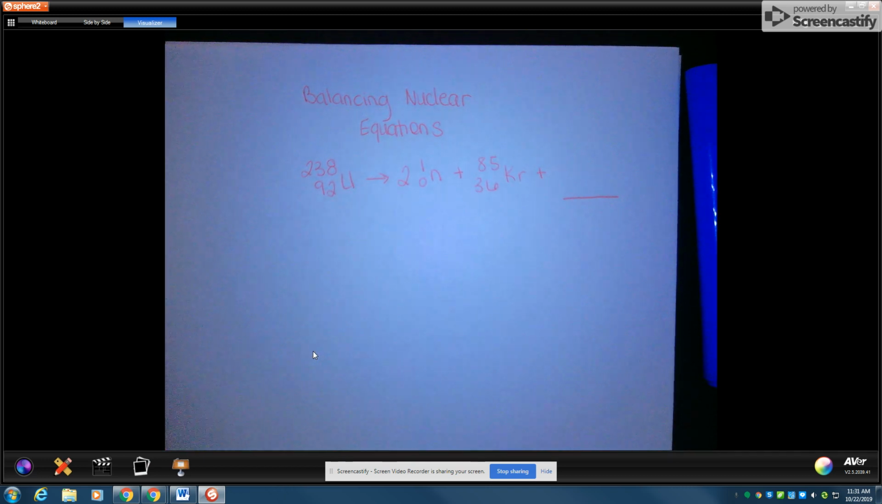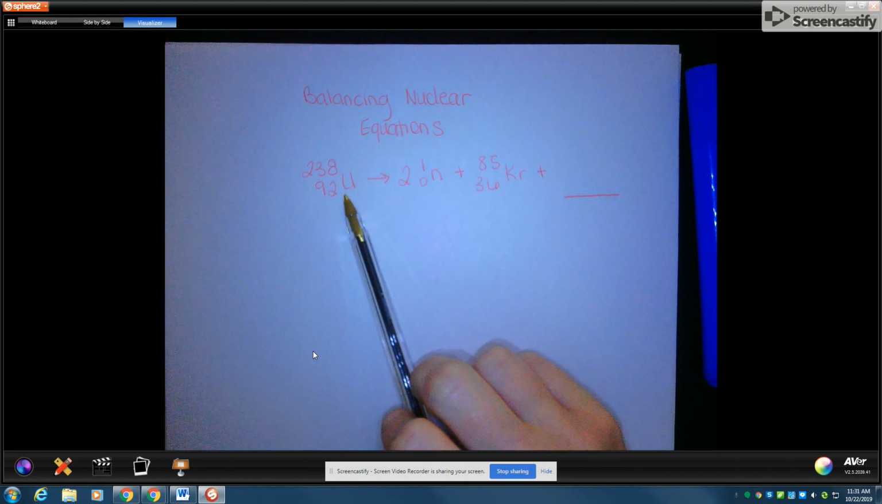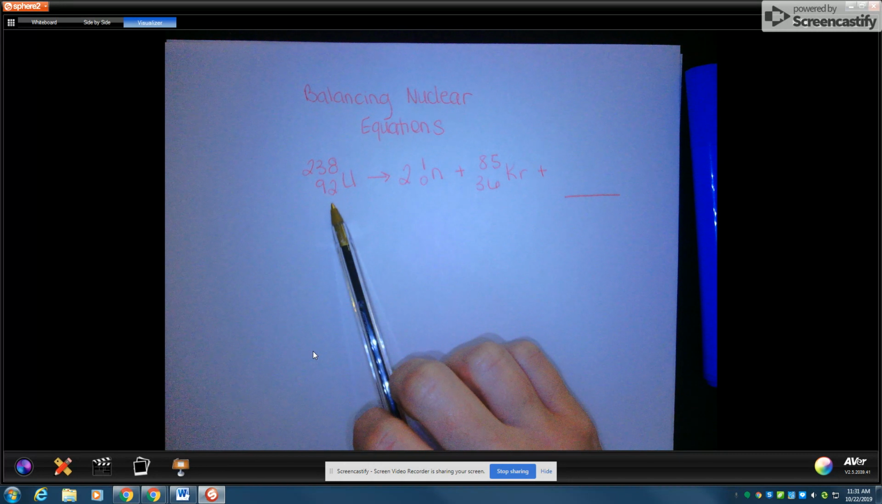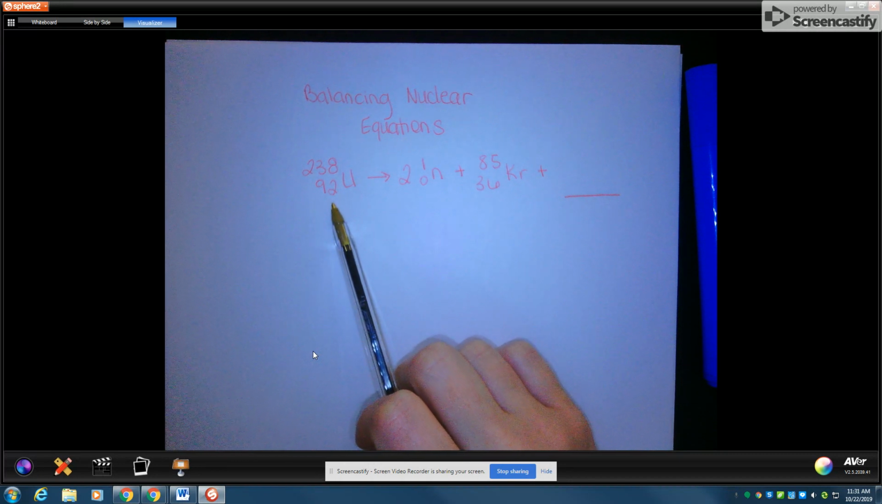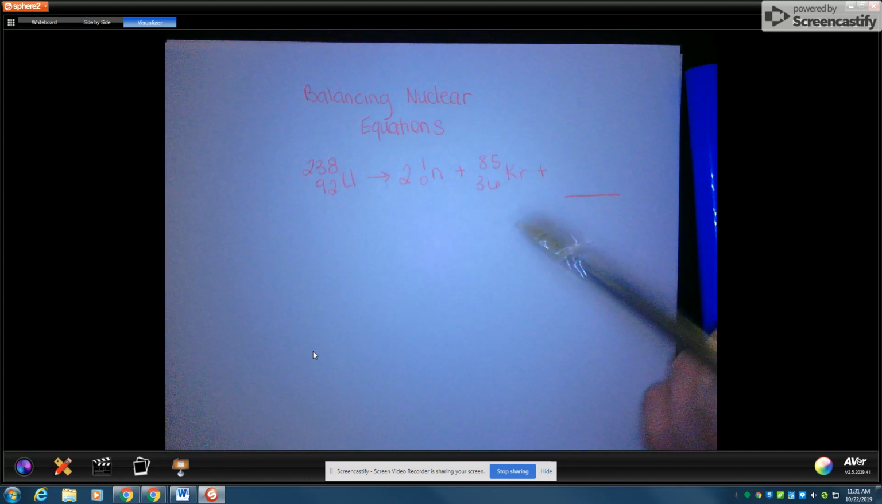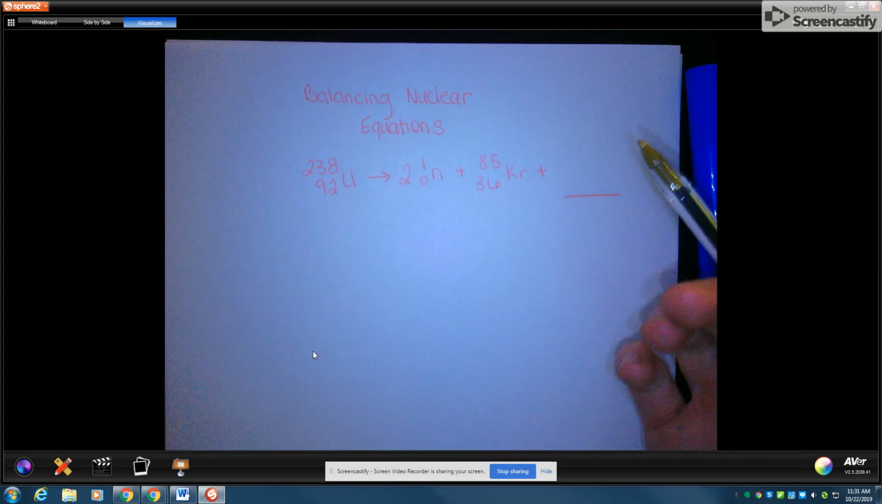Okay, in this video, I'm going to go over how to balance nuclear equations, so maybe this will help. What I have here is uranium-238, which has an atomic number of 92, and it's going through some type of decay because it's breaking apart. It's not an alpha, it's not a beta, it's just happening.